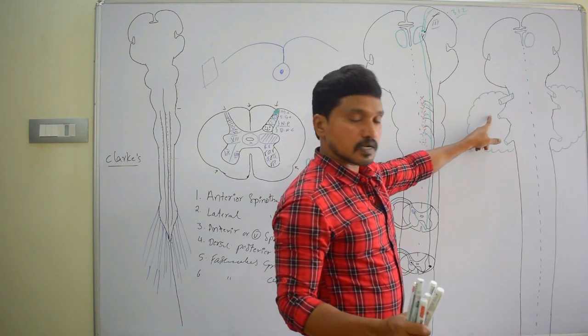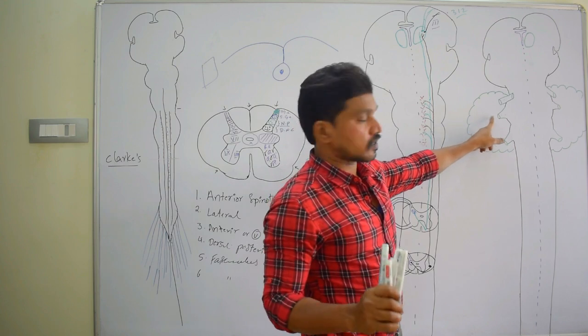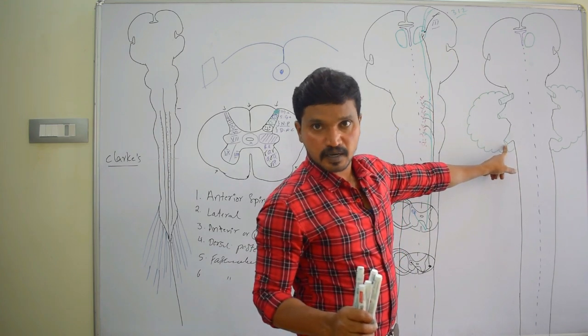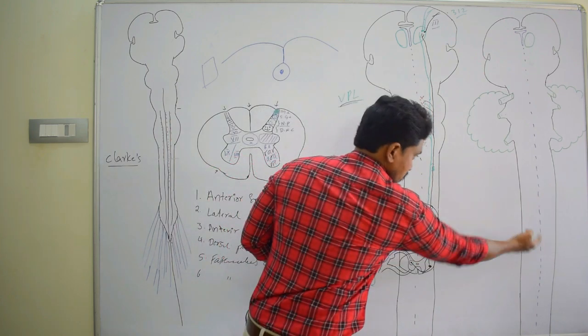Pons is connected with the cerebellum by the middle cerebellar peduncle. Medulla oblongata is connected with the cerebellum by the inferior cerebellar peduncle. In the same manner, we will take two sections here.